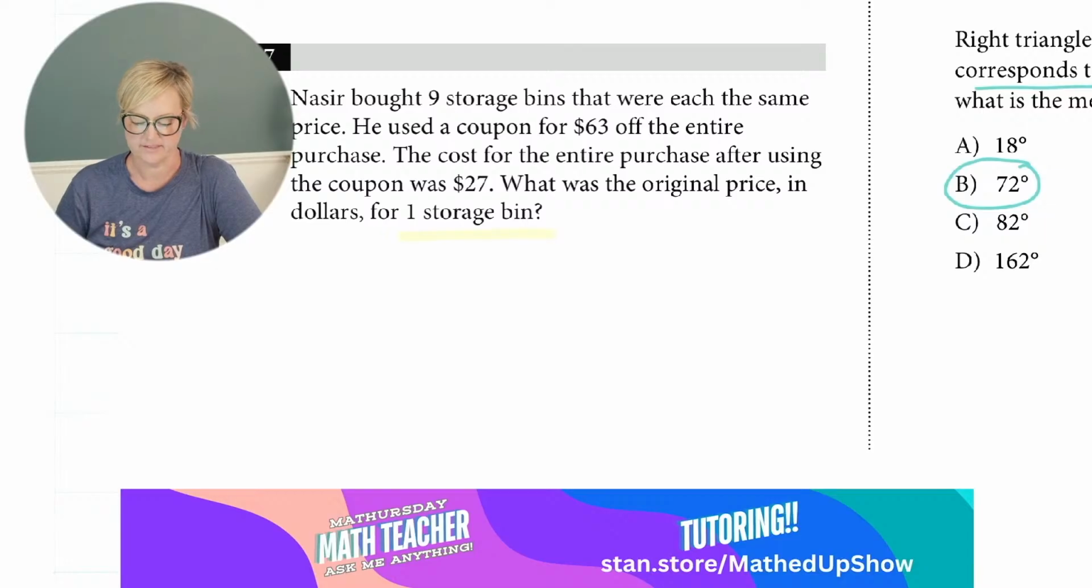So let's see. Okay, so he bought 9 storage bins that were each the same price. He used a coupon for this $63.